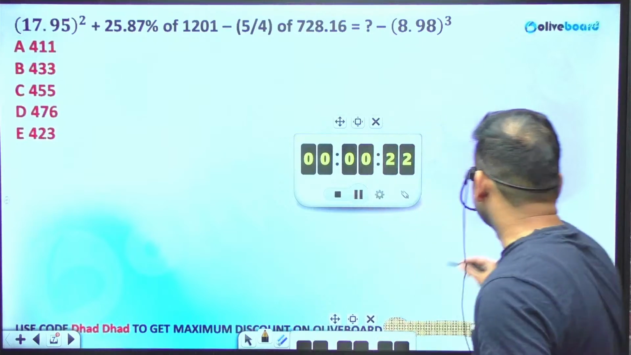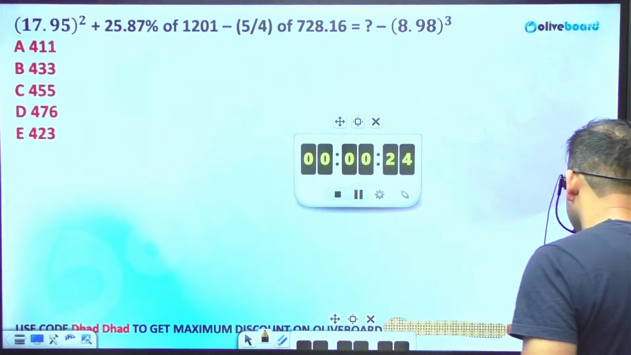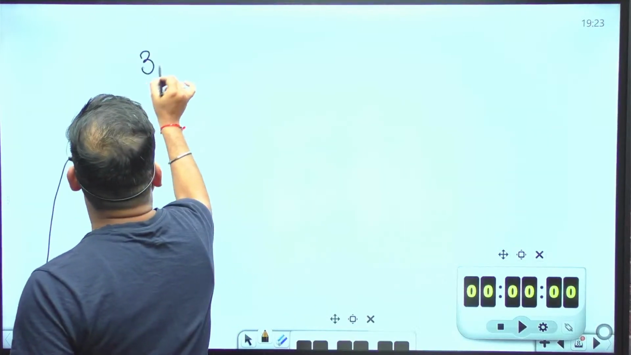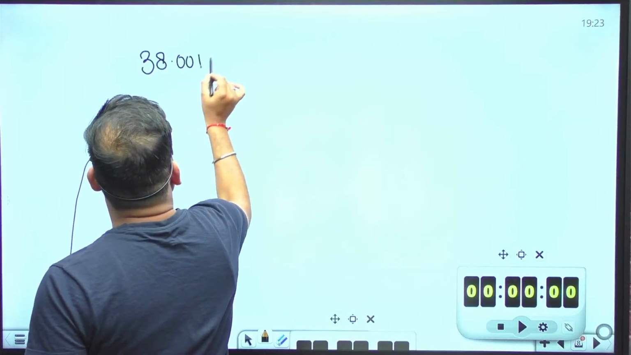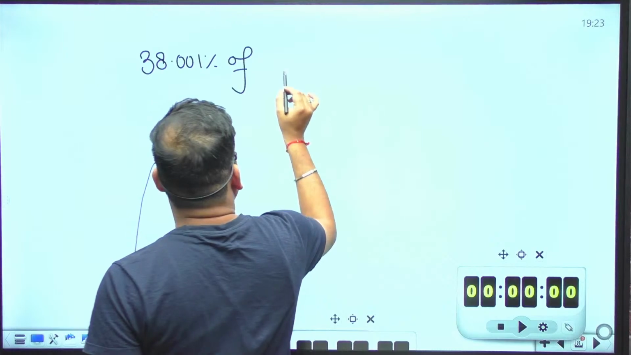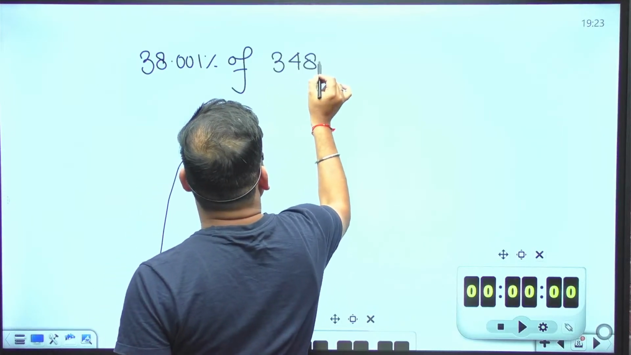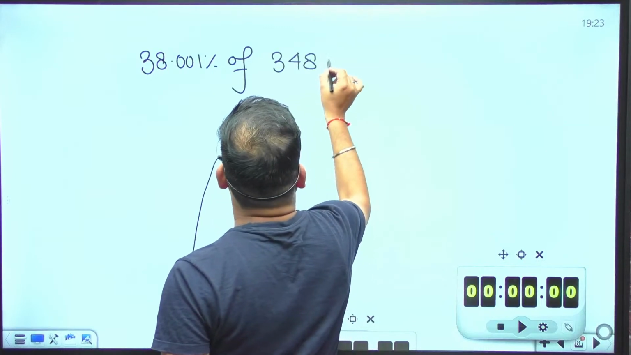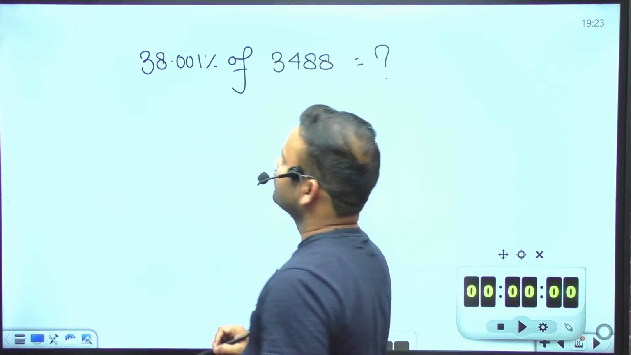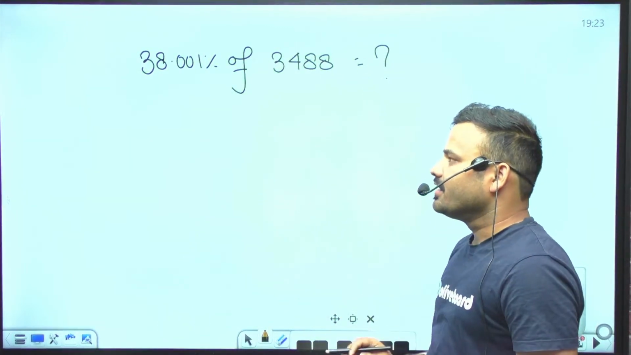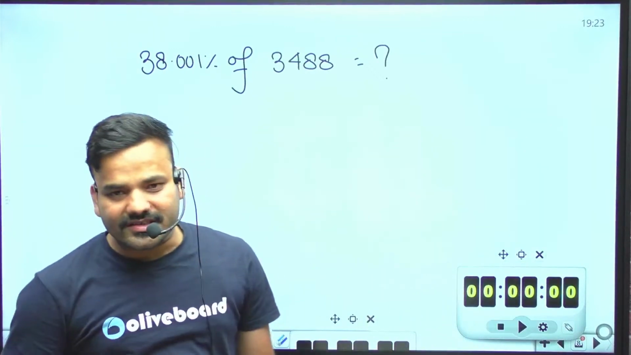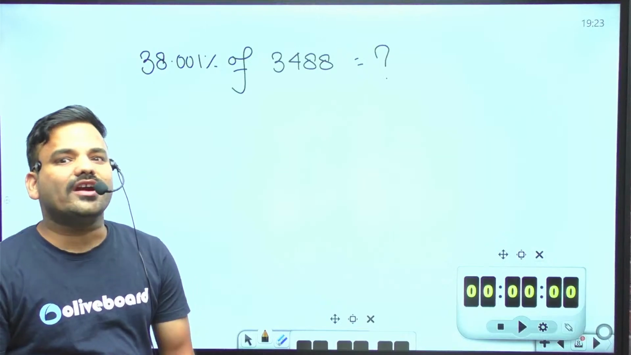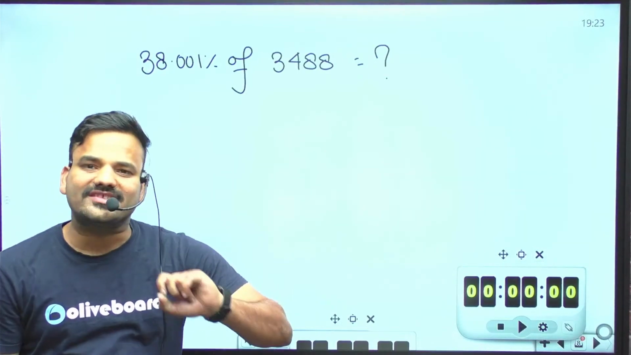Suppose for an example, let me give you an example. Suppose it's given 38.001% of, let's say, 3488. What about this? 38.001%. Most of you will be calculating 38%. Most of you will be calculating 40% minus 2%. As compared to 38%, 40% minus 2% is easy.